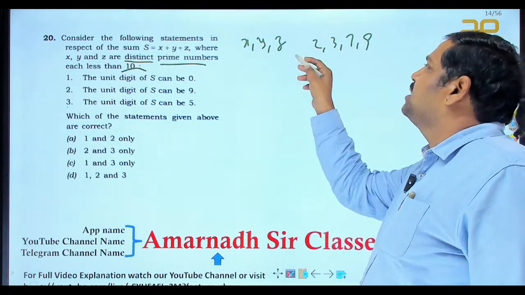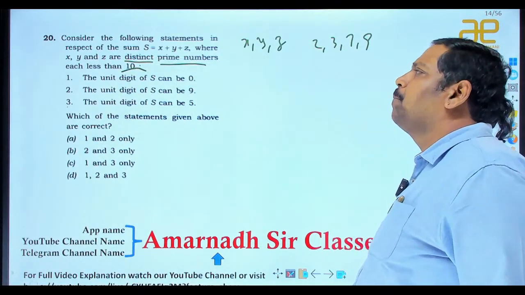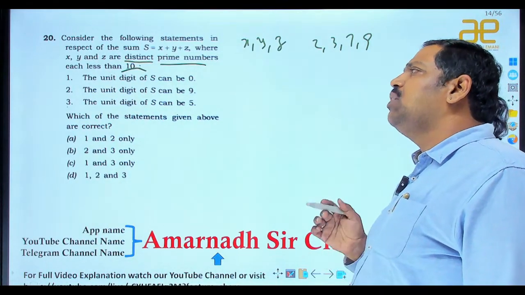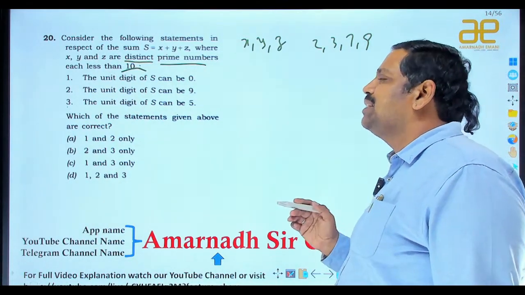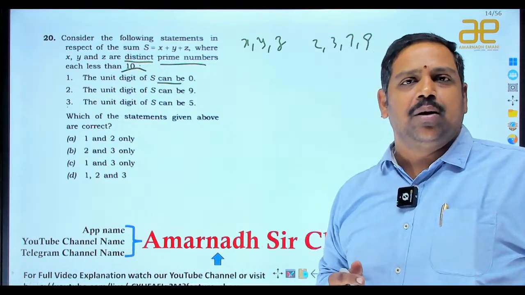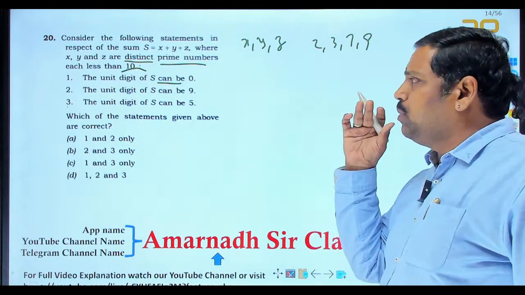So he is asking for 3 numbers, but we have 4 such possibilities. What is he asking? Consider the following statements. The unit digit of S can be 0. What is the word he used? Can. What is meant by can? It means it's a possibility. Now verify: is it possible or not?